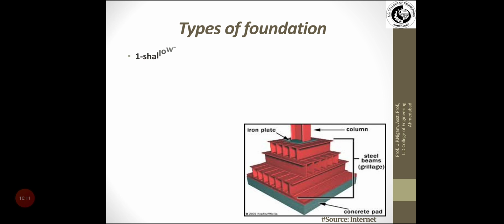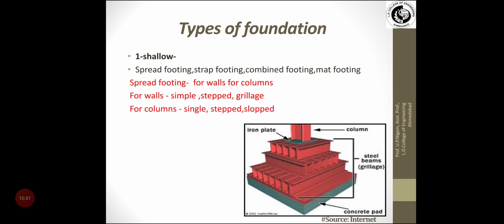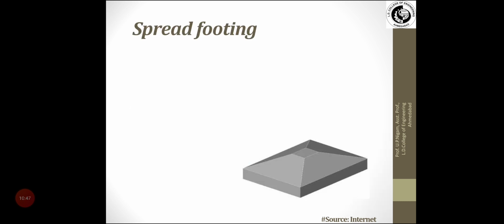As we all know, there are basically shallow and deep foundations. In shallow foundations we have spread footing, strap footing, combined footing and mat footing. Spread footing is for walls and for columns. For walls, simple stepped or grillage footing is provided. If there is a column, then single, stepped or sloped footing is provided. The second type of foundation is deep foundation, that is pile, pier and well type foundation.